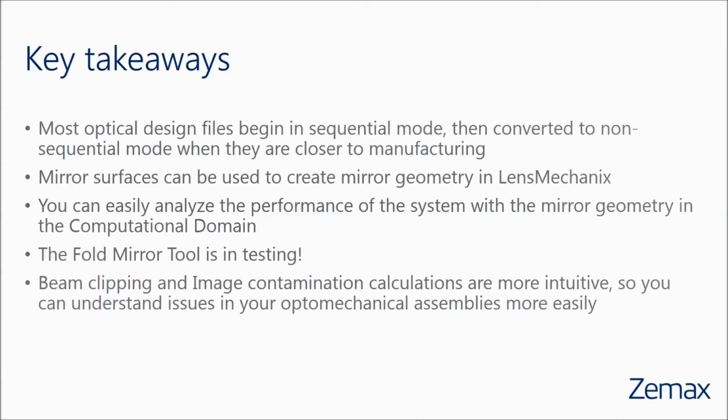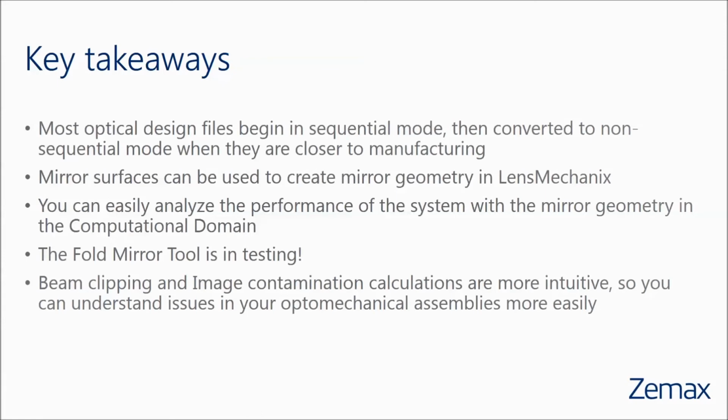To summarize our key takeaways, we talked about how most optical designs actually begin in sequential mode and are later converted to non-sequential mode. Sequential mode is ideal inputs. It's easier to design in sequential mode, and it's also easier and faster to optimize. Non-sequential mode is converting the ideal inputs to manufacturing inputs. So in LensMechanix, we work in non-sequential for that reason, because it's more realistic.